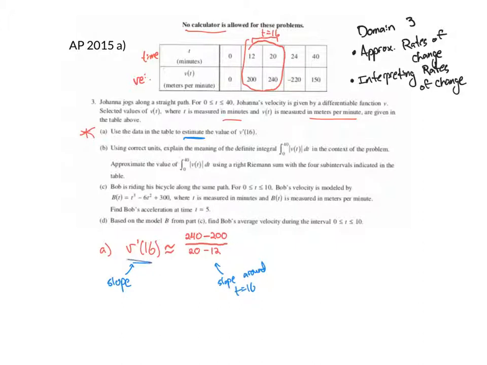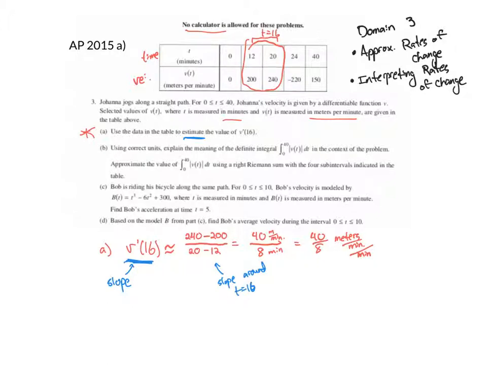Again, we can't actually do the calculus with v because we don't have a function. We can't take the derivative, but we can estimate what it would be by looking at the slope around t equals 16 instead. All right, so let's calculate what this is going to end up being. So 240 minus 200 is 40, and that's 40 meters per minute, divided by 20 minus 12 is 8, and that's 8 minutes. So all told, this would end up being 40 over 8 meters per minute, or meters per minute squared.